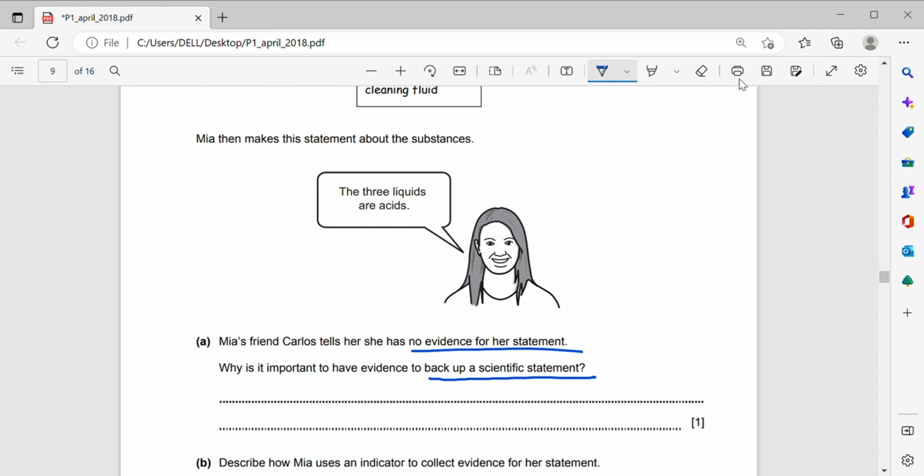So whenever you say a scientific statement, you should have evidence. Why is it important to have evidence to back up a scientific statement? To check whether it's correct or not. In other words, to make it trustworthy and reliable. So to check whether it is correct or not.